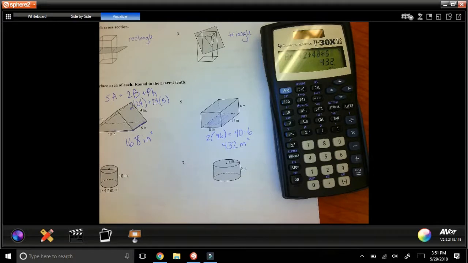So obviously this is just meant to be something fairly quick for these. If you do need to pause it, or if I'm going too fast, if you're trying to do multiple problems, feel free to pause it.